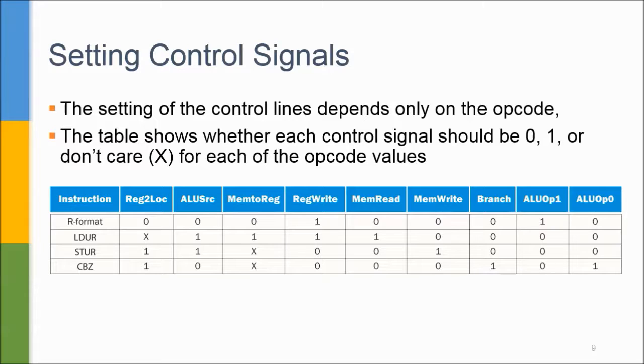This table defines how the control signals should be set for each opcode. This information follows from the previous figure, which is the simple data path with the control unit. The first row of the table corresponds to the R-format instructions, which are add, subtract, and OR instructions. For all these instructions, the source register fields are RN and RM, and the destination register field is RD. This defines how the signals ALU SRC and REG to LOC are set.